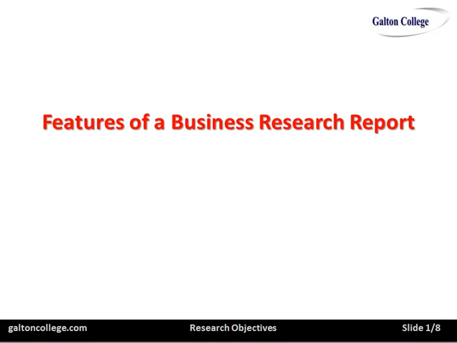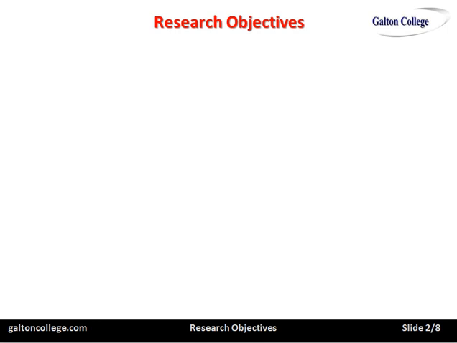Under the heading of Features of a Business Research Report, there are many subheadings, and we have turned each one of the subheadings into very short and very straightforward classes. And this is yet another one. This one looks at the research objectives.